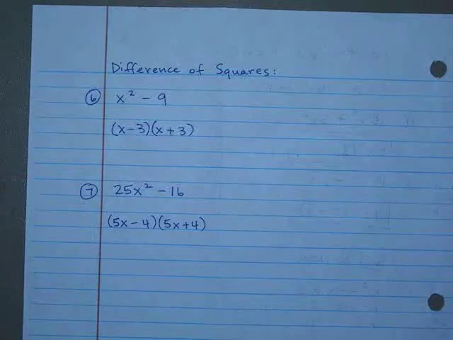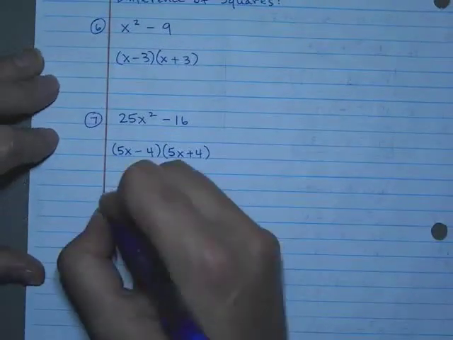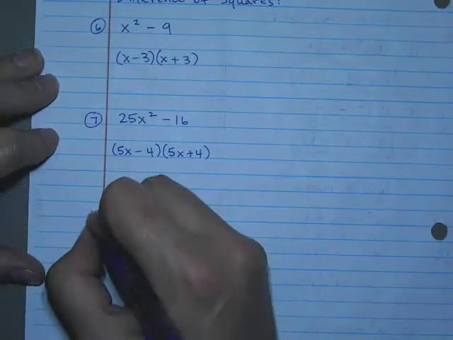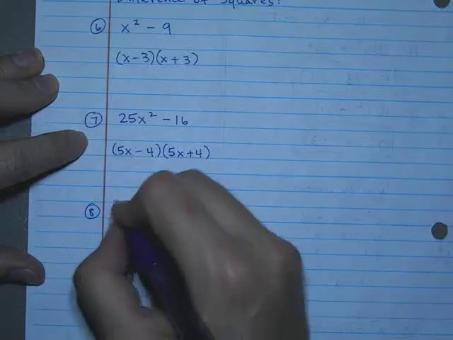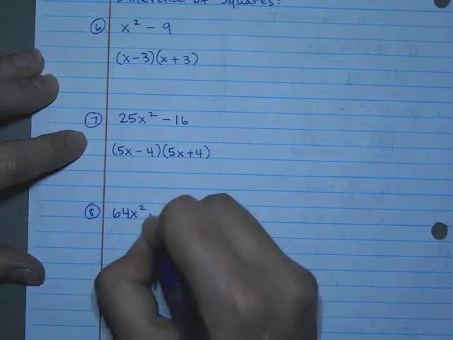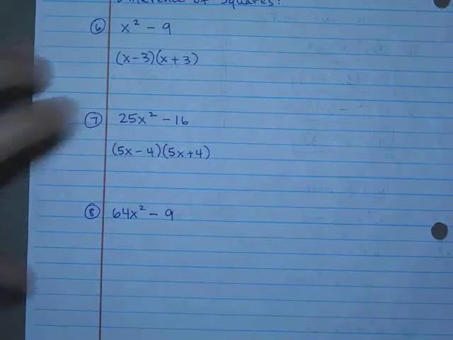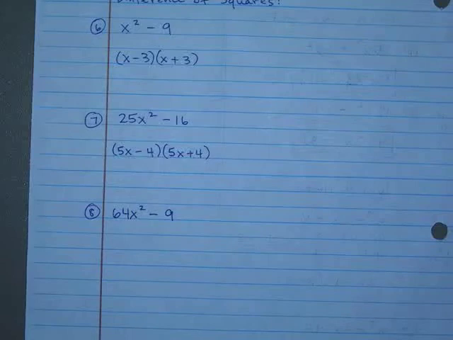Okay? All right, I'm going to give you guys a couple more of these to do, so you should be trying these. Number 8, let's do 64x squared minus, let's just see, minus 9. Okay, so you try this one. I'm going to give you a couple minutes to get that done.